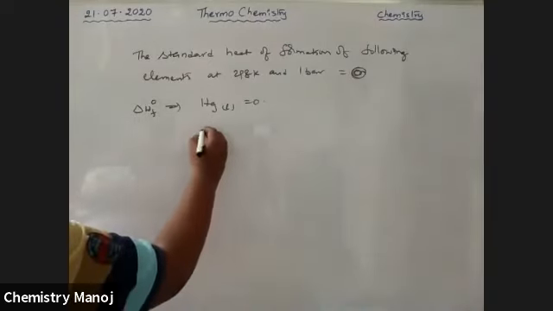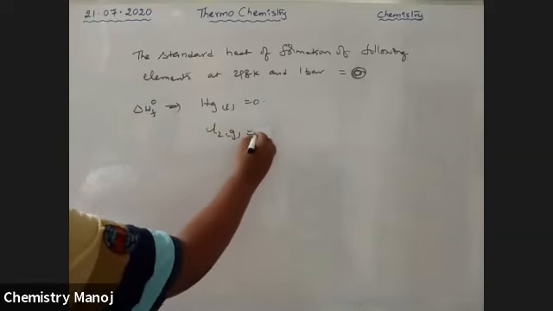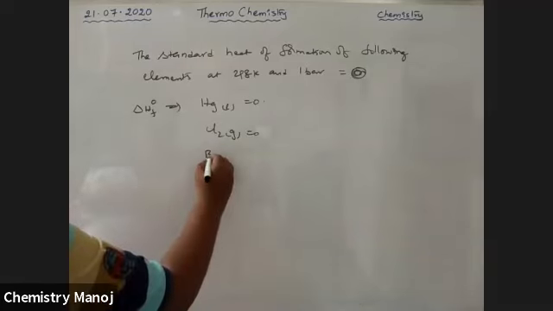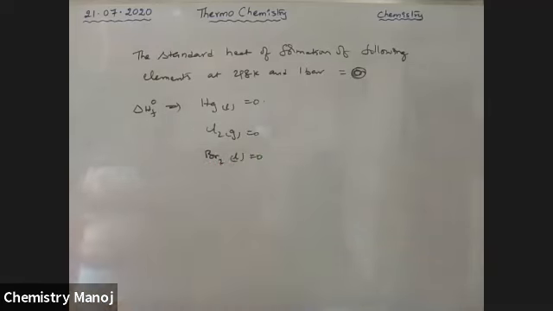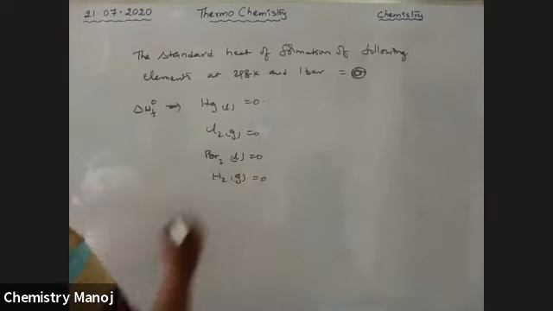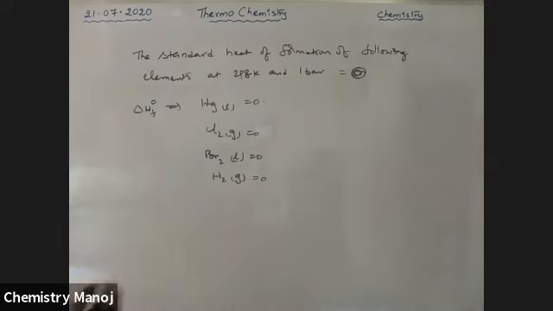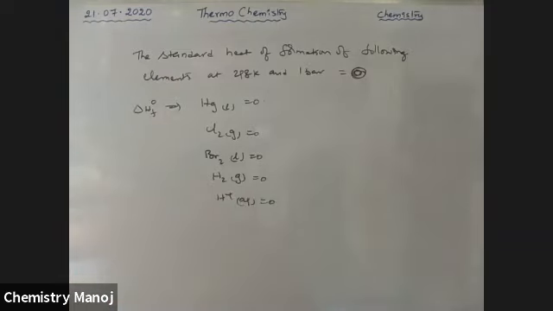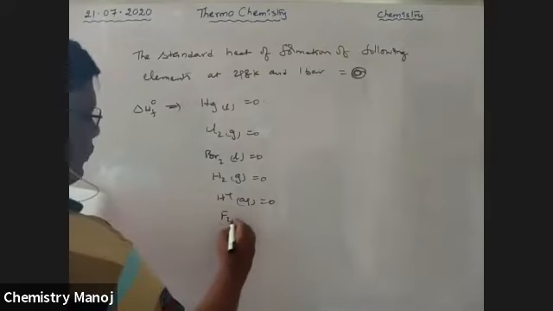Next, chlorine gas is taken as 0. Bromine in liquid state is taken as 0. Hydrogen, H2, in gaseous state is taken as 0. Next, H plus in aqueous state is taken as 0. Next, F2 in gaseous state is taken as 0. This is the standard heat of formation of elements. Try to mind it.